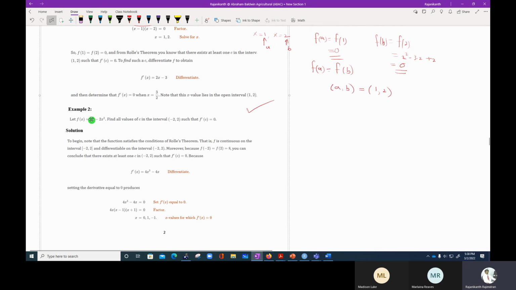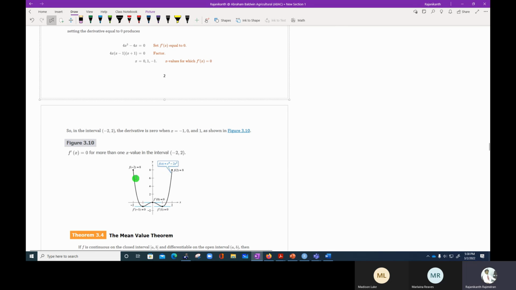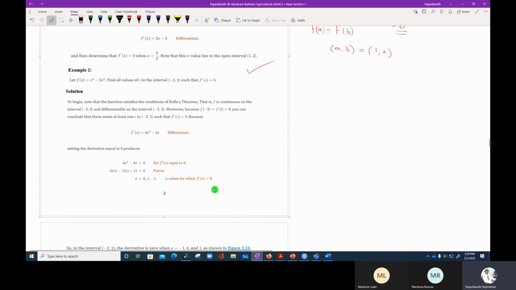Yeah, that's the picture for this graph, x to the power 4 minus 2x squared. Here you will find the two critical points, that is, in other words, zero's low points, -2 and 2. So you will find those two here. Okay, so this is about Rolle's theorem.